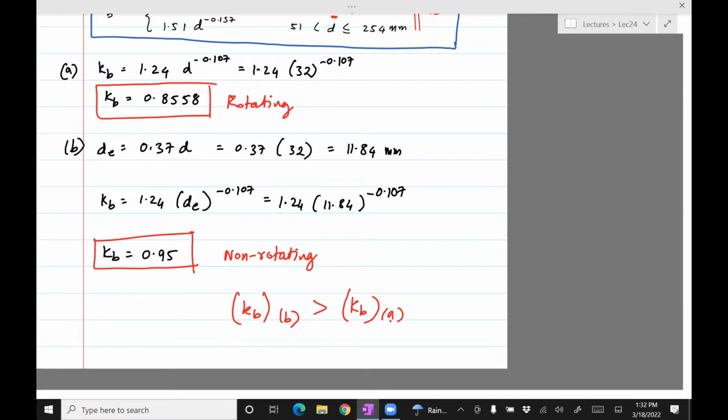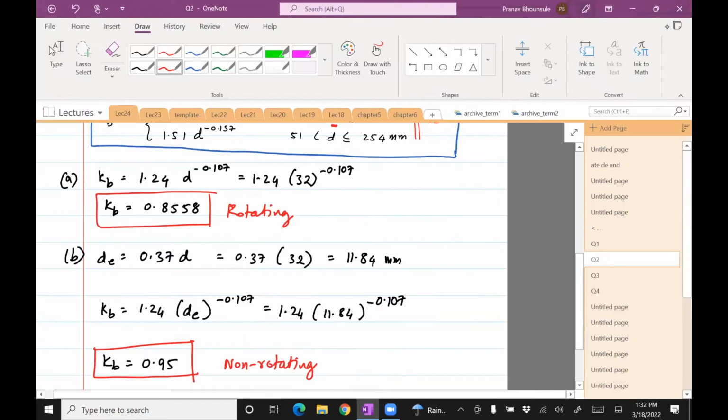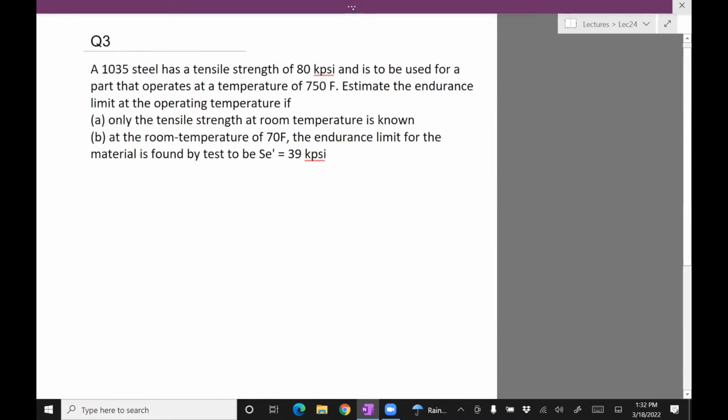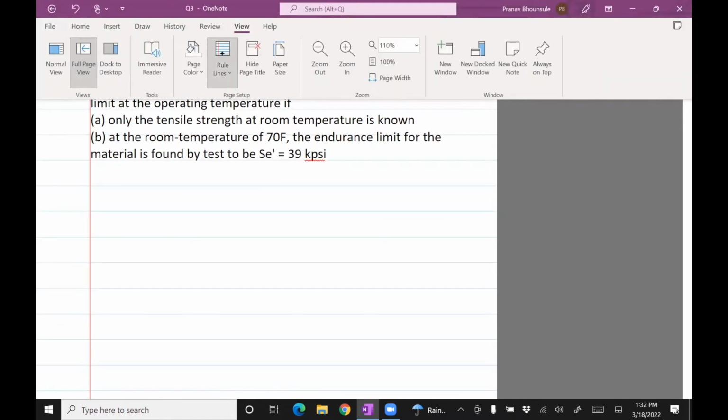Okay, so let's get into more problems, which is going to get a little bit more complex now.